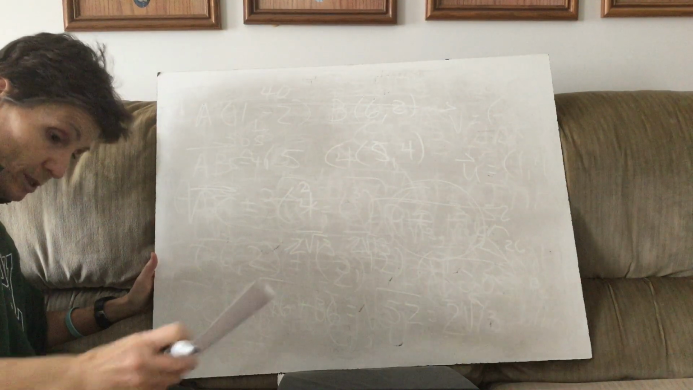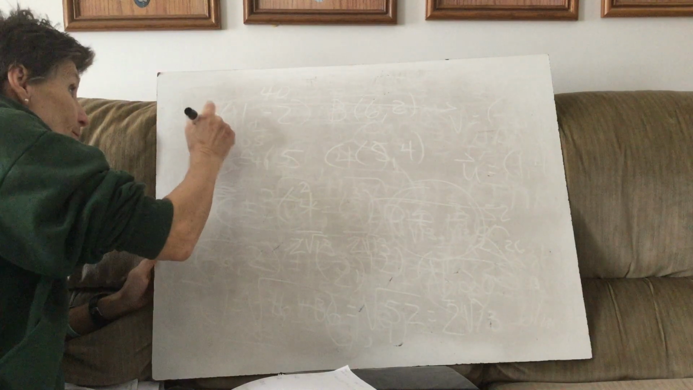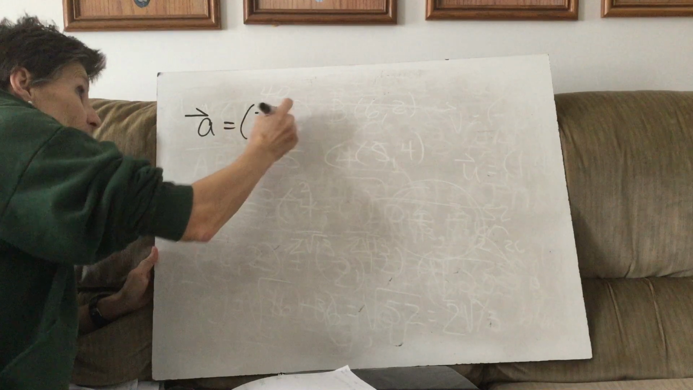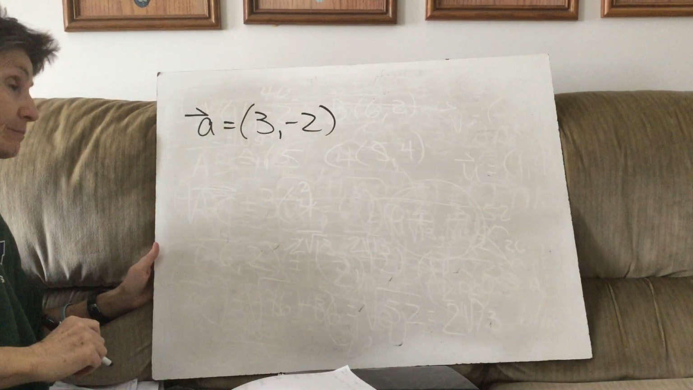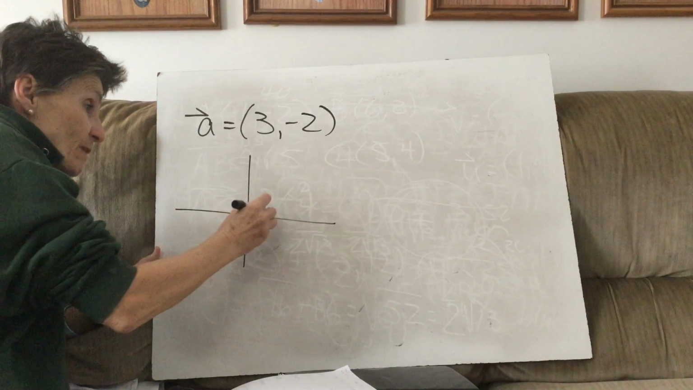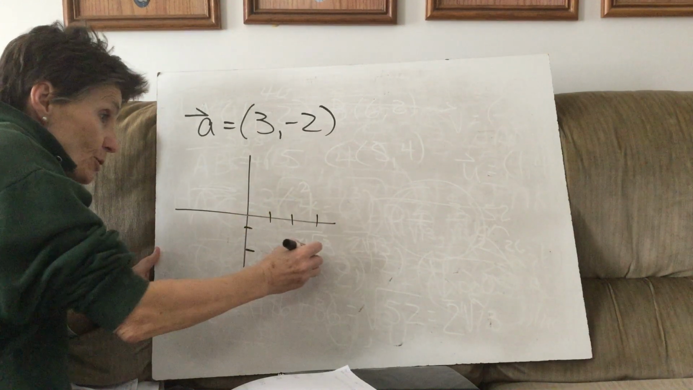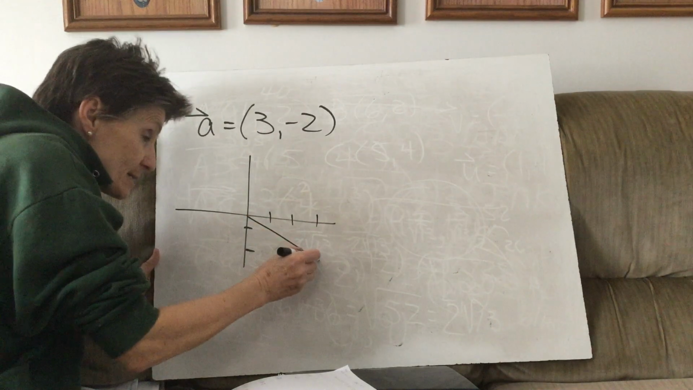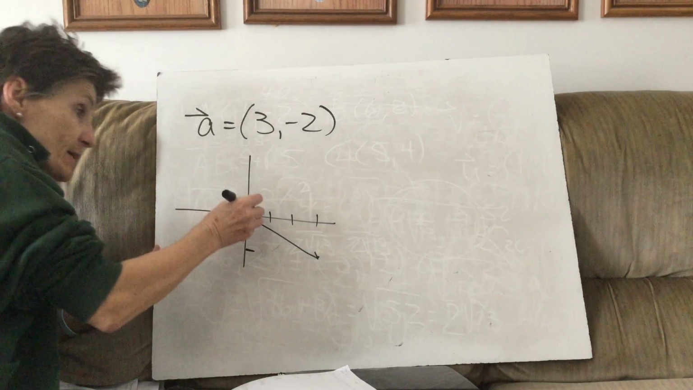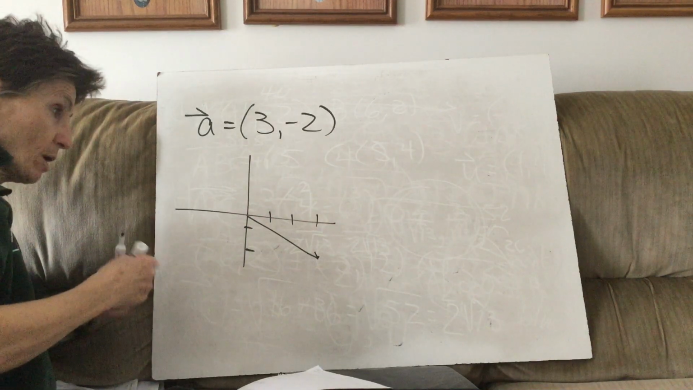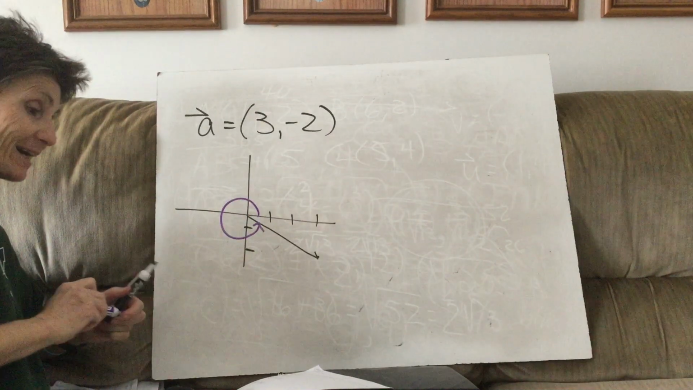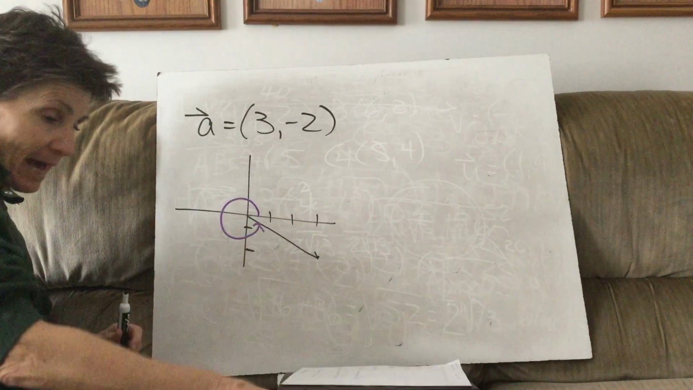And now we are going to find a direction angle for this vector. Now, I want to remind you that if you drew this vector, you'd come over 3 and down 2, so it would look like this. This is the angle that you want. This is going to be your direction angle. But you're not going to be able to find that right off the bat.